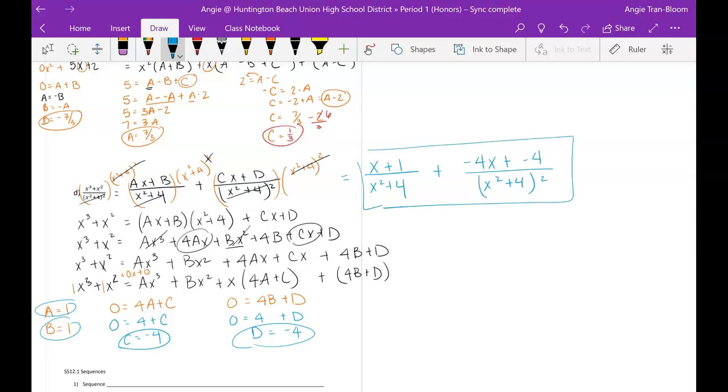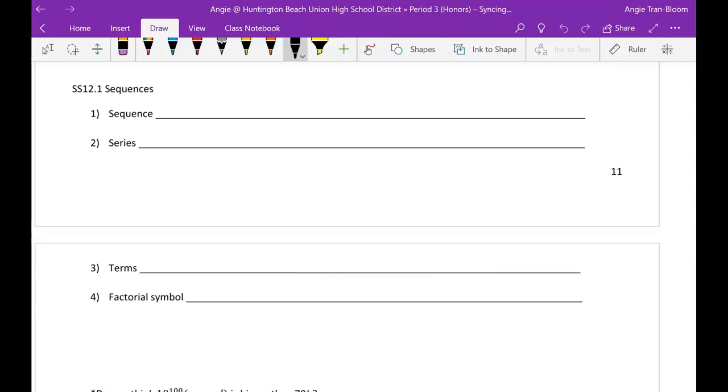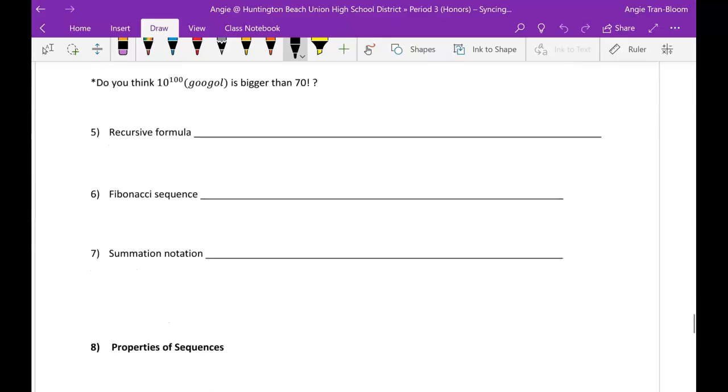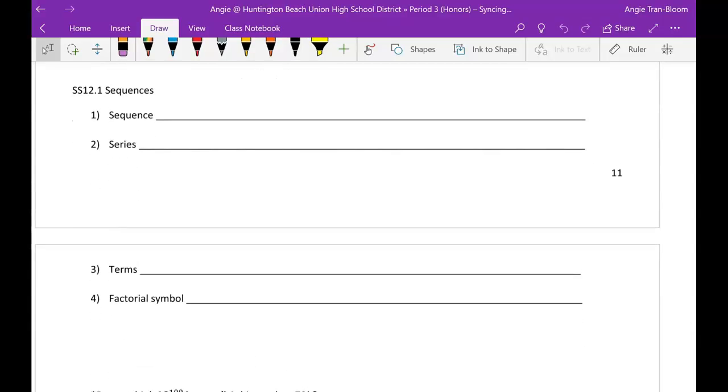So that is how we decompose. All right, guys, this is the final recording. Section 12.1, the title is called Sequences. So we are going to start out with defining some of these vocab, and then we can move on to a few examples on the bottom, okay? Okie dokie, here we go.